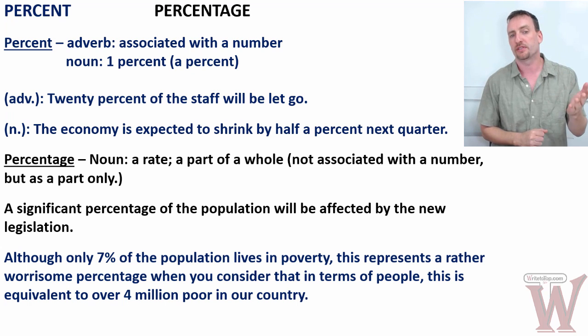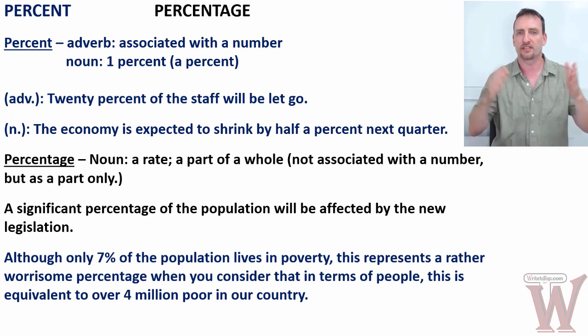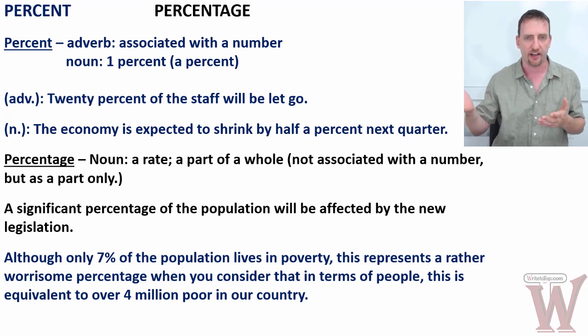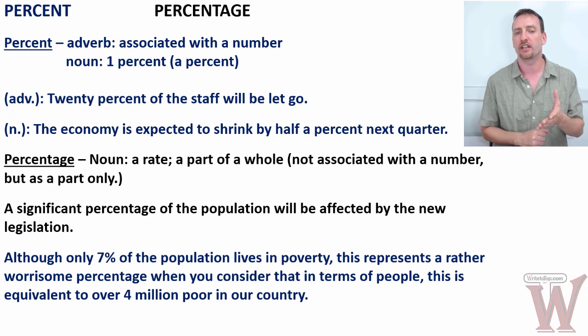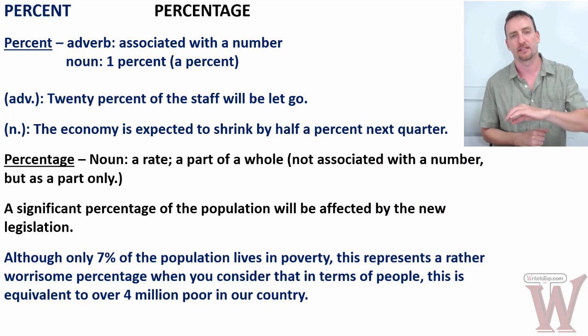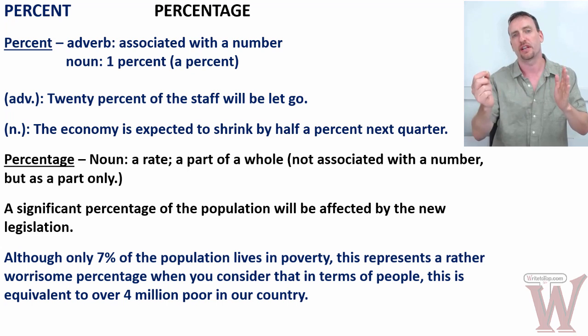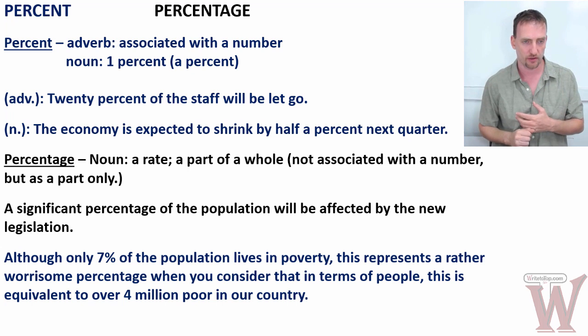Here's an example. 20% of the staff will be let go. So there's 100 staff, 20 people will be fired. Okay, 1/5, 20%, same thing. As a noun, the economy is expected to shrink by 0.5% next quarter, okay?